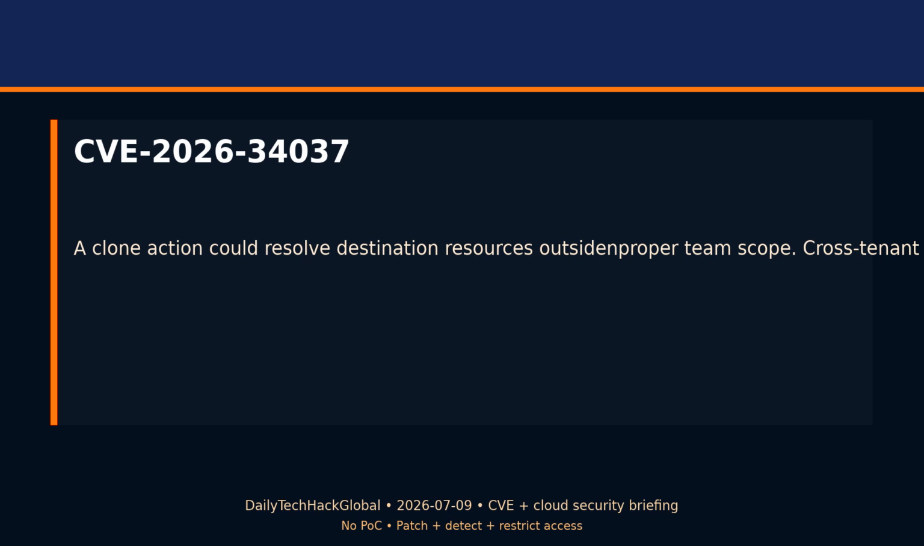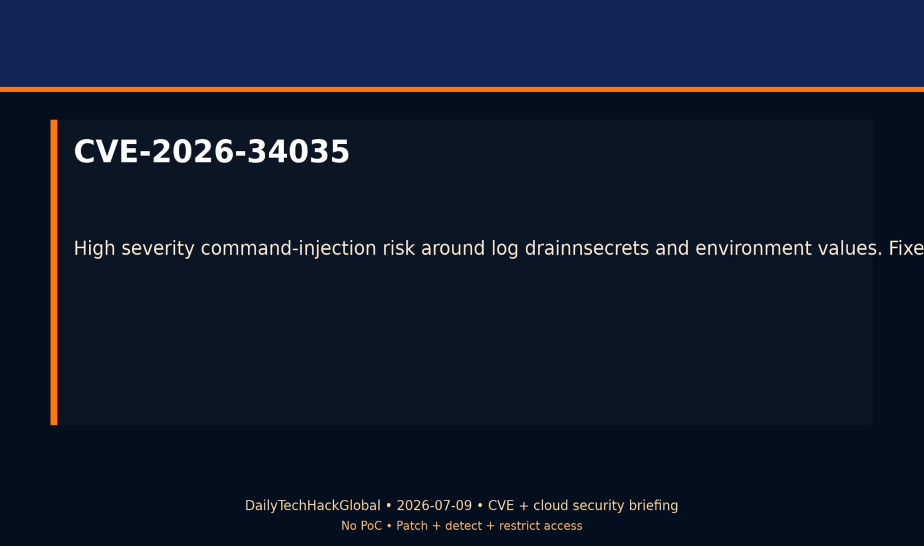There are also high-severity command injection style issues. CVE-2026-34035 is rated 8.8 and fixed in 4.0.0 beta.466. It concerns log drain secrets and environment values being used in shell commands without sufficient encoding. The defensive takeaway is simple: deployment metadata and secrets must never become shell syntax.